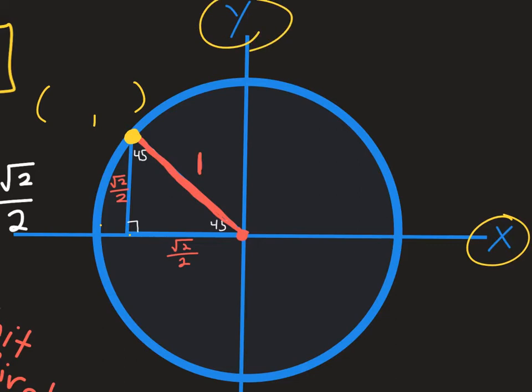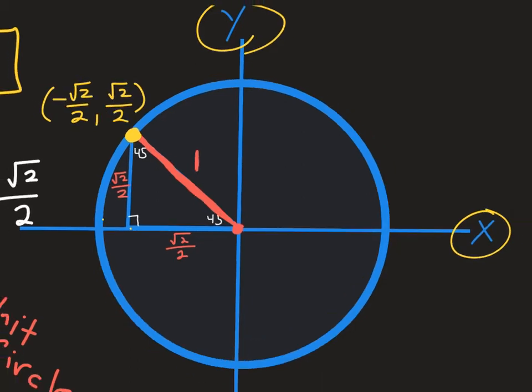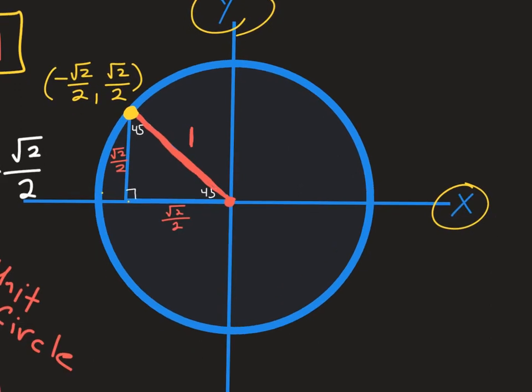Okay, so now let's see if I can figure out this coordinate point, which happens to be in quadrant 2. So this triangle is in quadrant 2, which means I'm going to be moving to the left and up. So when I move to the left, that makes this x value negative. So then my x value is going to be negative root 2 over 2, and my y value is going to be positive because I'm moving up, positive root 2 over 2. And so we could really use this triangle in any of the quadrants.